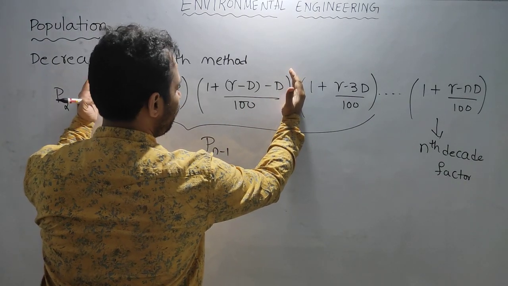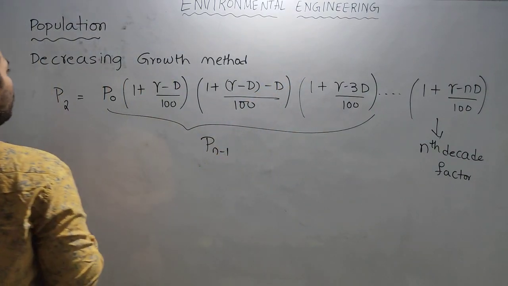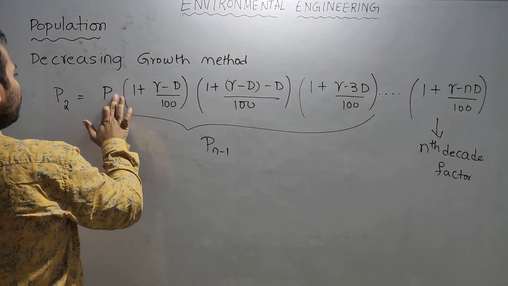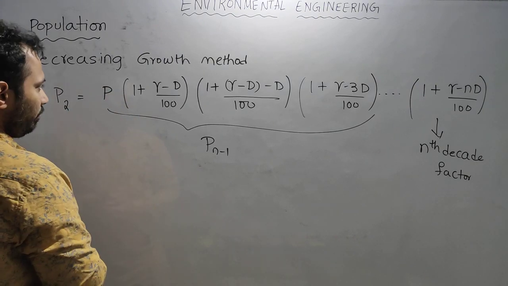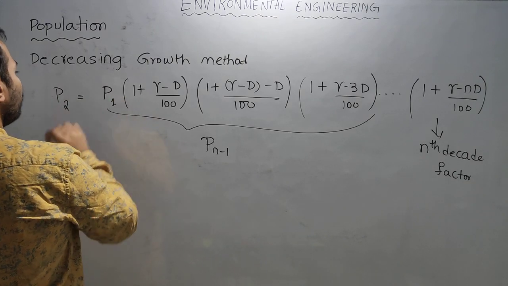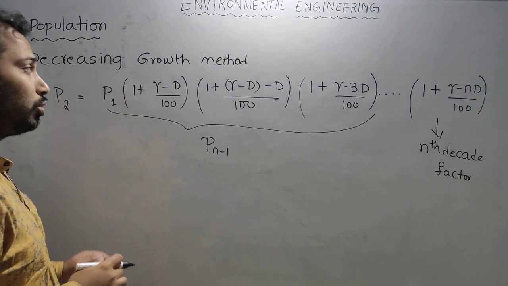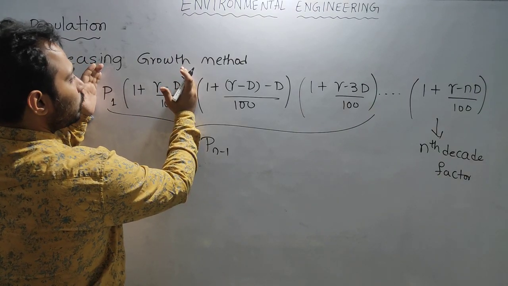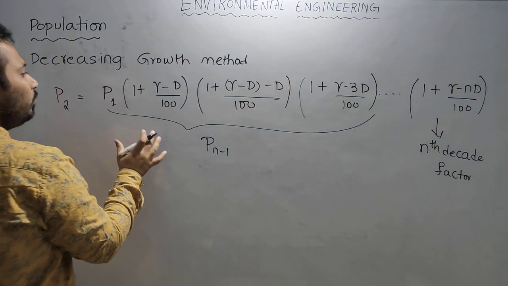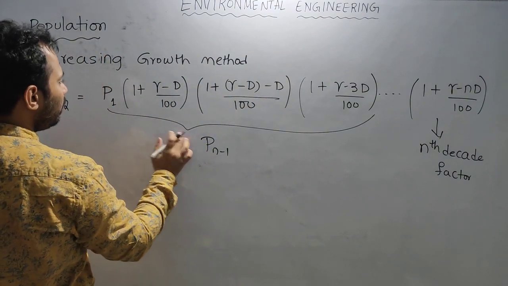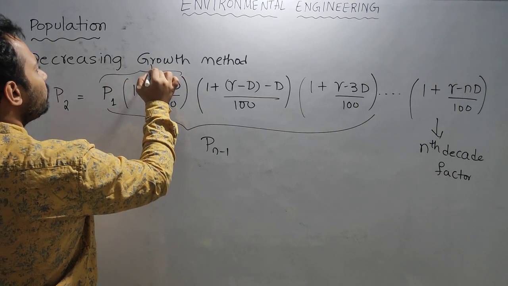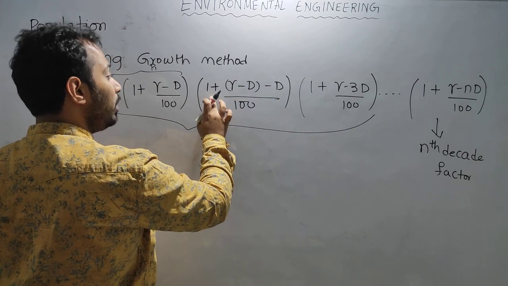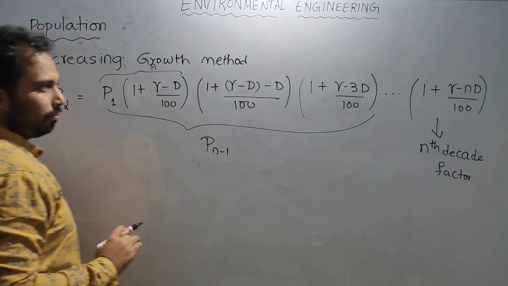Are you getting what I am saying? Instead, if you have P1, here I am not giving you P naught, I am giving you P1, and I have asked you for P2. So this is P1, and P2 will become P1 into, for the second decade, the value 1 plus R minus 2D by 100.